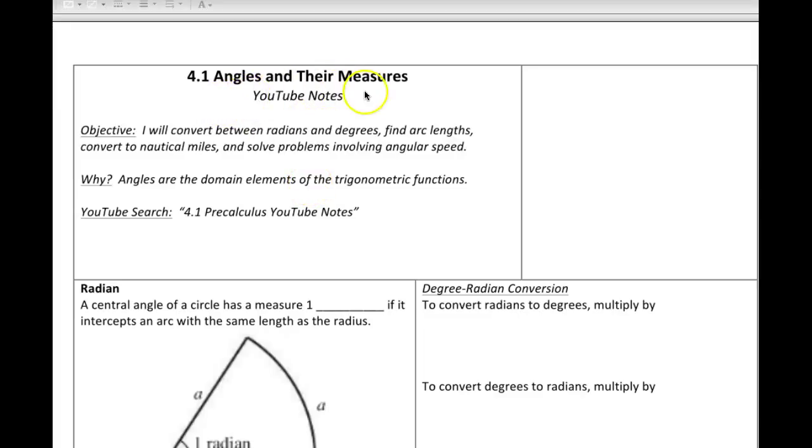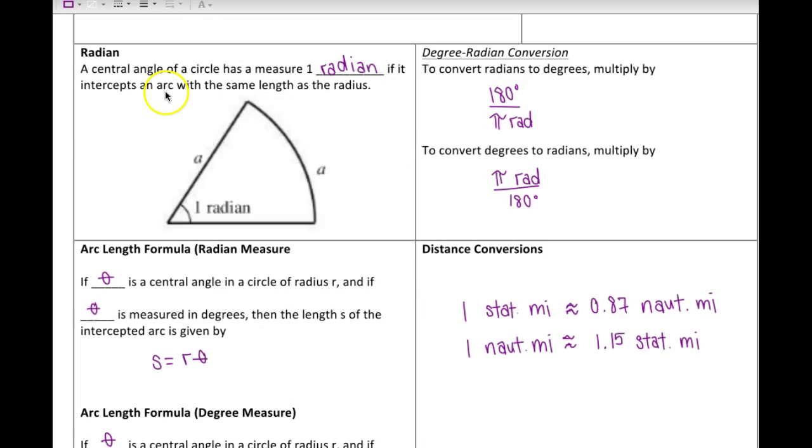4.1 Angles and their measures. Radian. A central angle of a circle has a measure of 1 radian if it intercepts an arc with the same length as its radius. So kind of like this. In this case, the radius equals the arc that it intercepts.